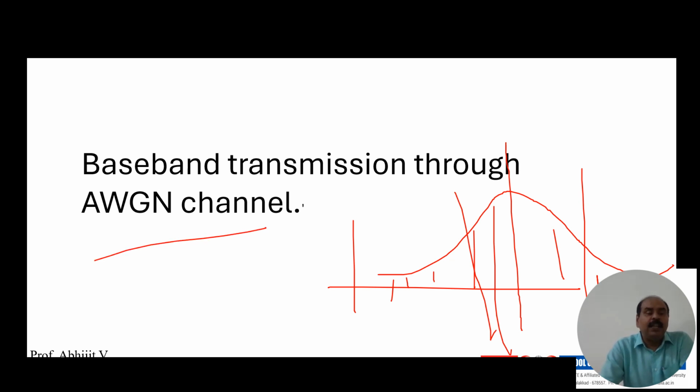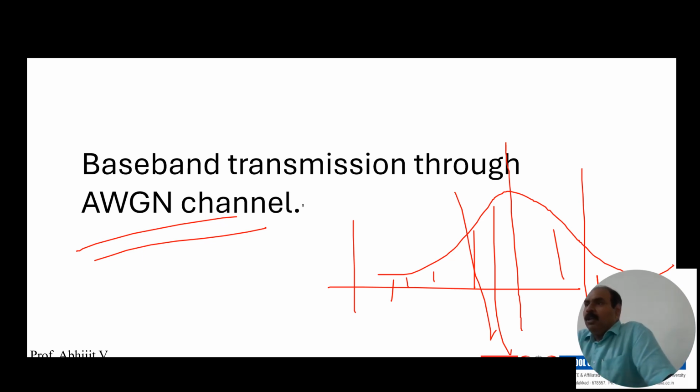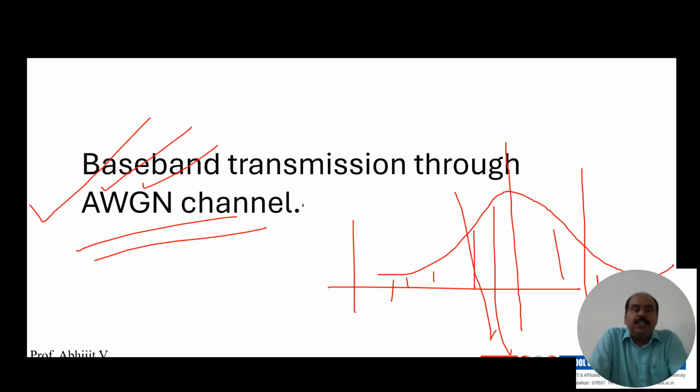So AWGN channel means additive white Gaussian noise channel. We expect our signal powers to follow the probability density function of a normal or Gaussian distribution, right? So Gaussian is clear, all of you? Additive means you are adding the noise through the channel. You are expecting a baseband transmission in which you are adding a Gaussian noise. So noise is also expected to be Gaussian.